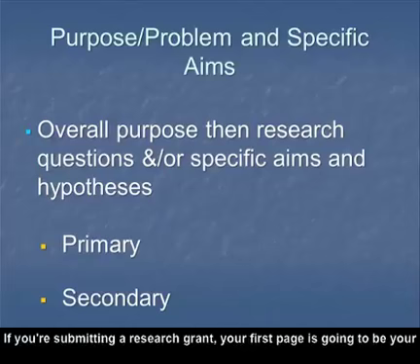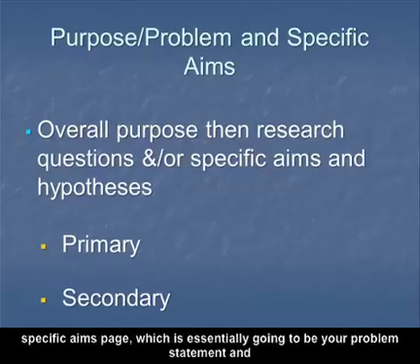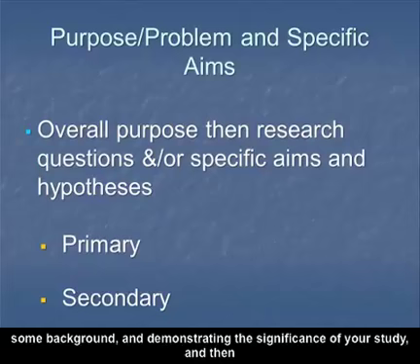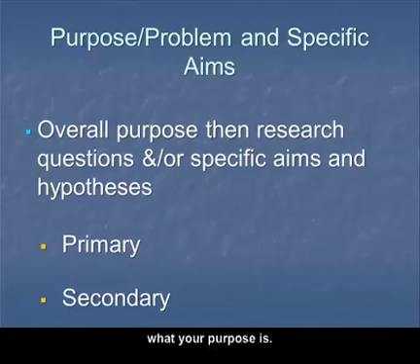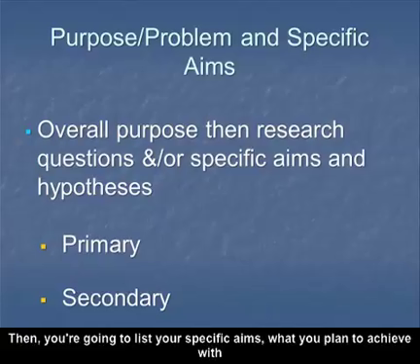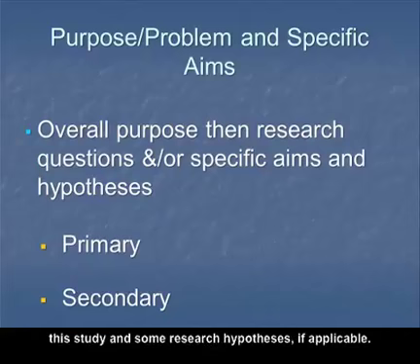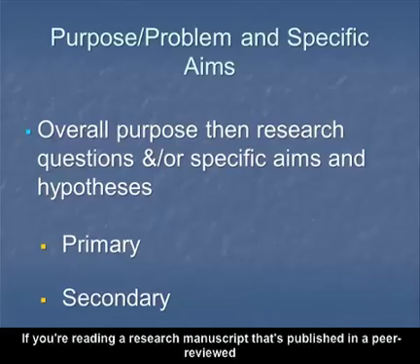If you're submitting a research grant, your first page is going to be your specific aims page, which is essentially going to be your problem statement and some background, and demonstrating the significance of your study, and then what your purpose is, and then you're going to list your specific aims, what you plan to achieve with this study, and some research hypotheses if applicable.